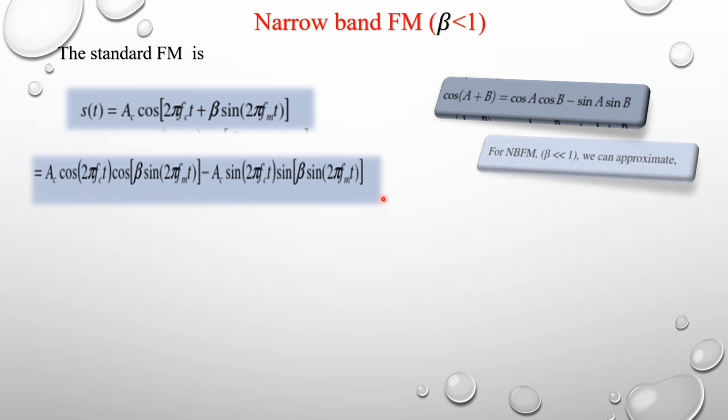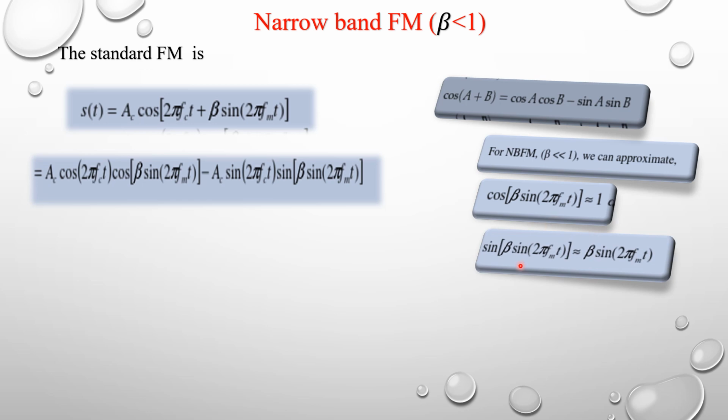So we know that in the narrowband frequency modulation technique, the beta factor is less than 1, so we can approximate the equation. Here cos(beta sin 2 pi fm t) is approximately equal to 1 because beta is less than 1, and sin(beta sin 2 pi fm t) is approximately equal to beta sin 2 pi fm t. So for the cos function we get 1, and for the sin function we get the function value, beta sin 2 pi fm t.